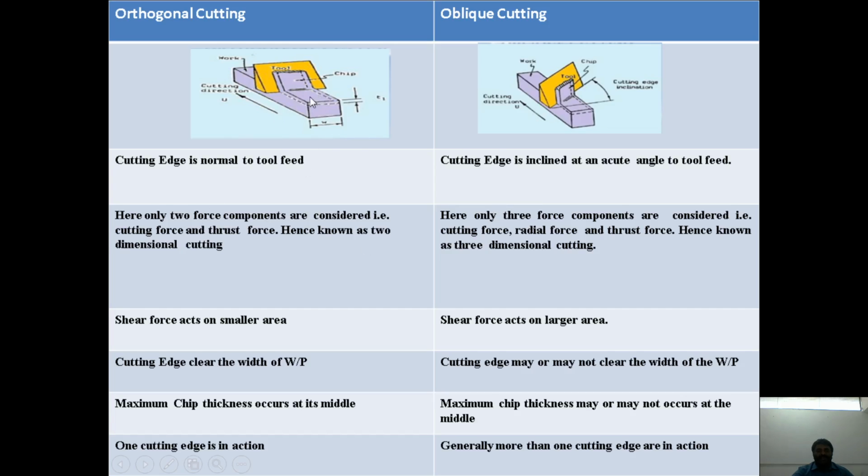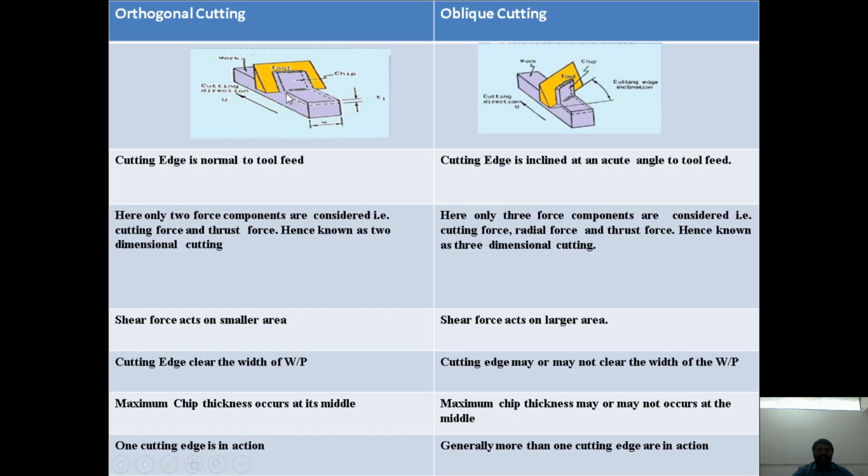That is the reason I am saying there is a two-dimensional case here and a three-dimensional case here. In two dimensions, two force components are considered, the cutting force and the thrust force, which occur in orthogonal cutting. Here the cutting force, radial force and thrust force are present in oblique cutting.